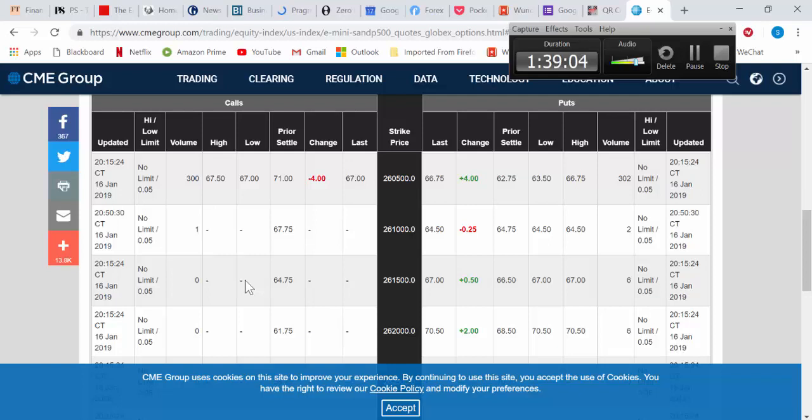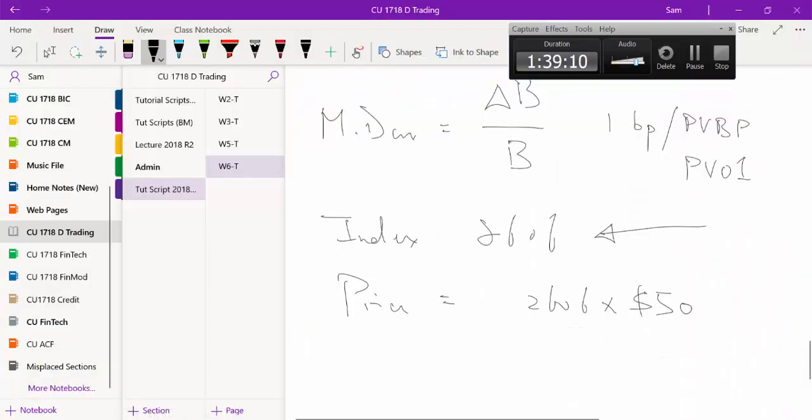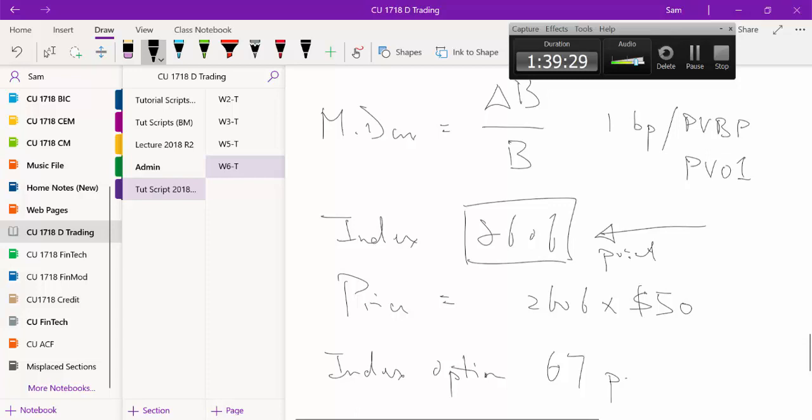Now some people wonder, what does that mean? It means if the index future right now is 2,606, then the index option is 67 points. So the index option for a call would be 67. You actually need to multiply this by 50. That will get you the price, okay?